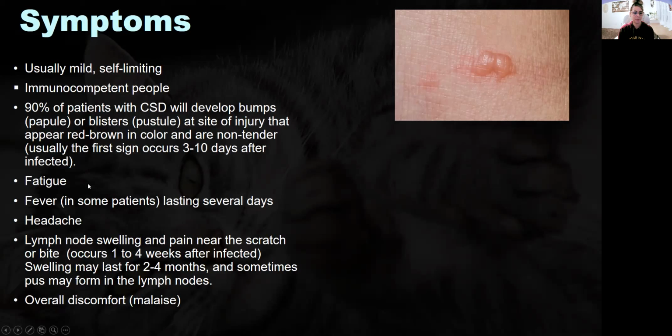And other symptoms might include some fatigue. Fever has been reported in some patients, and if so, they usually report it lasting several days. Also a headache, as well as lymph node swelling and pain near the scratch or bite. This actually occurs 1 to 4 weeks after the infection. The swelling may last for 2 to 4 months, and sometimes pus may form inside of the lymph nodes. There's an overall feeling of discomfort and malaise from this disease.